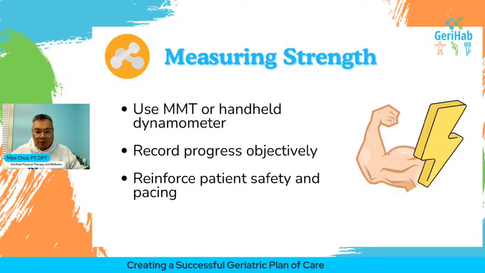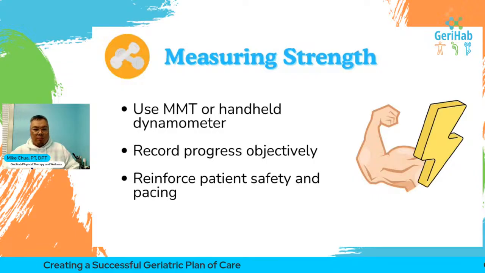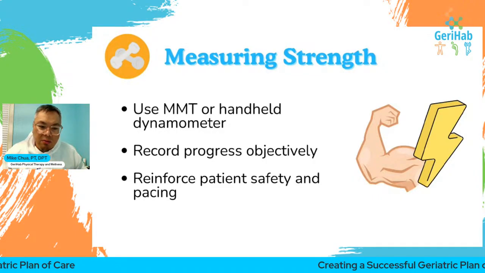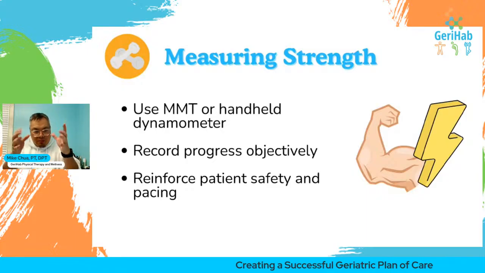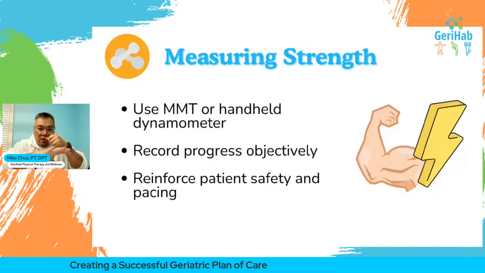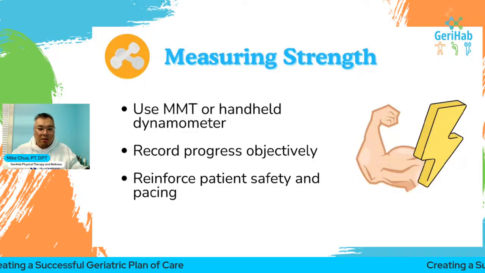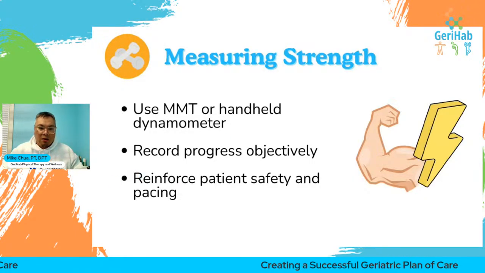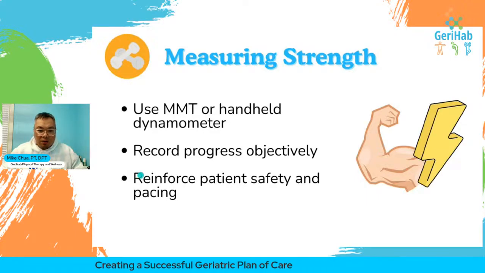I do a lot of that. They don't have to buy those expensive ones. We have those 30, 40, $50 hand dynamometers. Use that. Have them squeeze that in their hands. Have them kick for knee extension and then resist it there. And then record the progress objectively. You got to be very objective. All right. And of course, always make sure to reinforce the patient's safety and pacing.